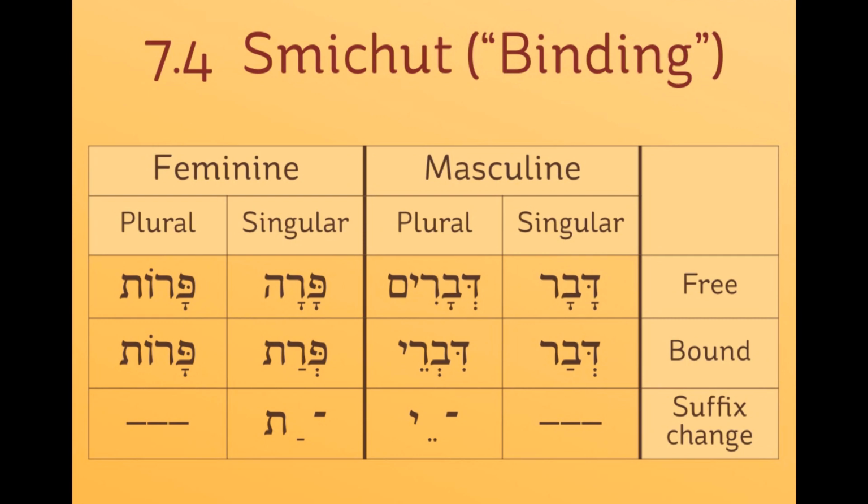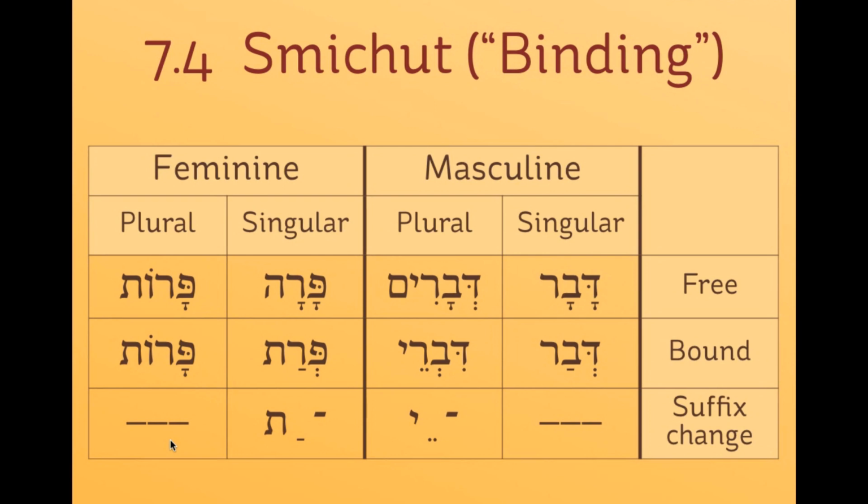Now, the other way to identify a bound form is suffix change. So masculine singular, no suffix change, but masculine plural, you do. If you see a noun that ends in tsere yod, you know that word is a plural bound word that forms a smichut. For feminine singular, if you see a noun that ends in patach tav, you basically know that's a singular bound form that forms a smichut. But notice here, with parot, you get neither vowel reduction nor a suffix change, but it can still be a bound form that forms a smichut.